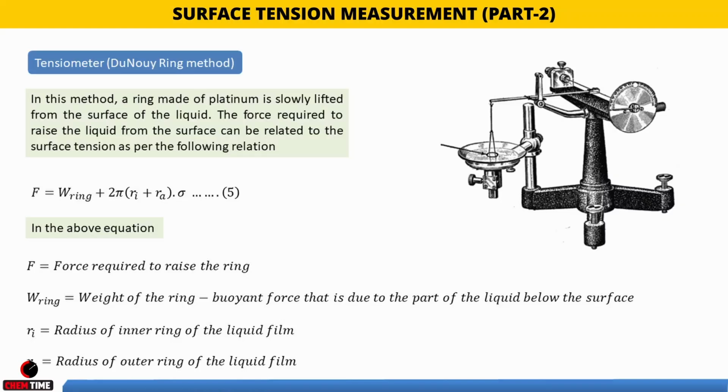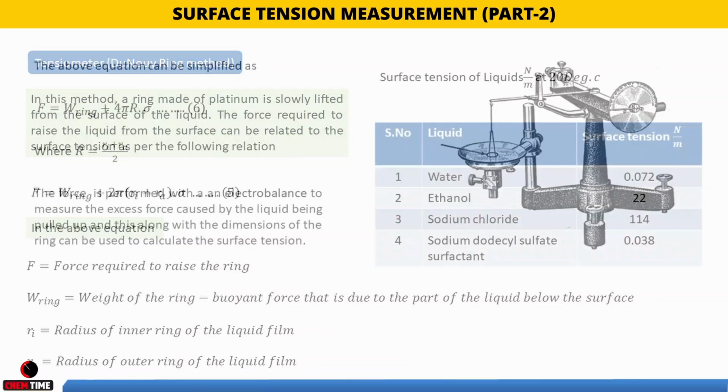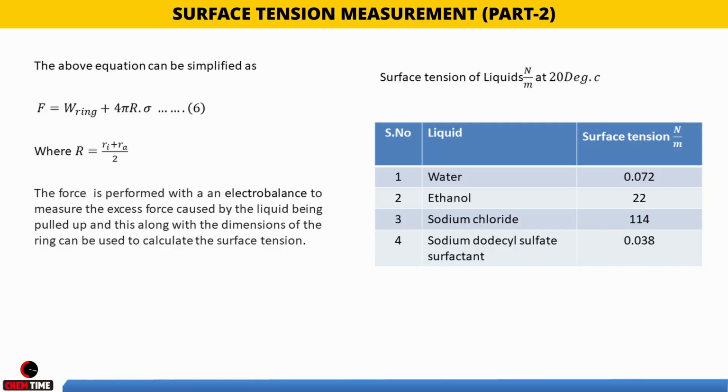W ring is calculated as weight of the ring minus the buoyancy force that is due to the part of the liquid below the surface. Small r, Ri, is the radius of the inner ring of the liquid film. Ra is the radius of the outer ring of the liquid film. We can take an average of these two radii and define a capital R as (Ri plus Ra) by 2. With this, the F becomes W ring plus 4 pi capital R into surface tension.